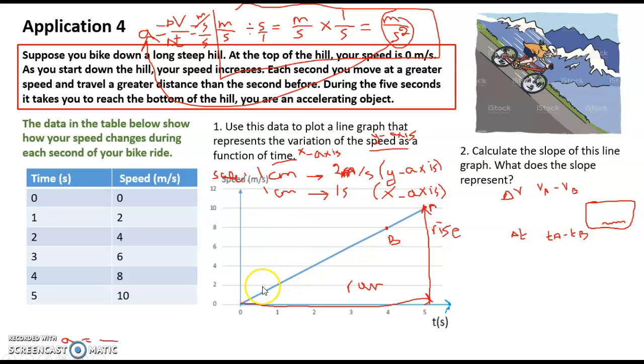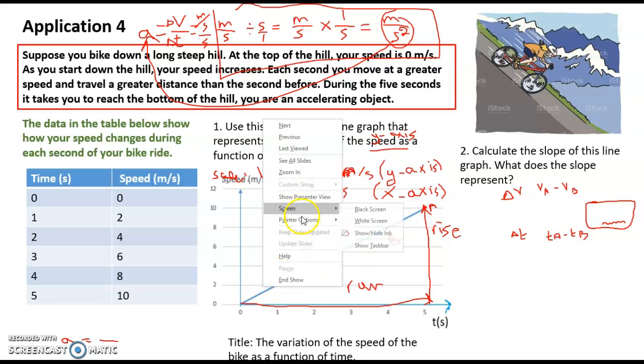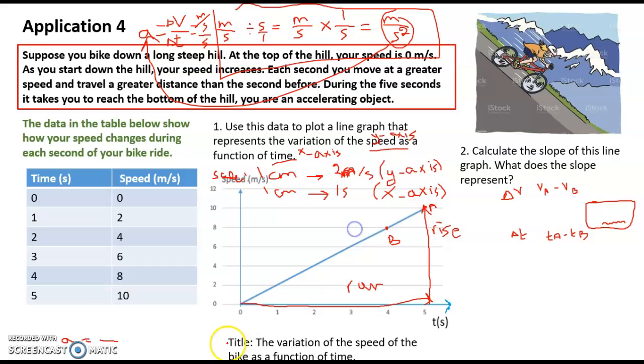You plot each point. We have first 0, 0. Then the second one at t equals 1, the speed is 2, so this is the second point. At t equals 2, it is 4, so this is the third point. At t equals 3, it's 6. So these are the points obtained when you join them. Don't forget also to write the title: the variation of the speed of the bike as a function of time.